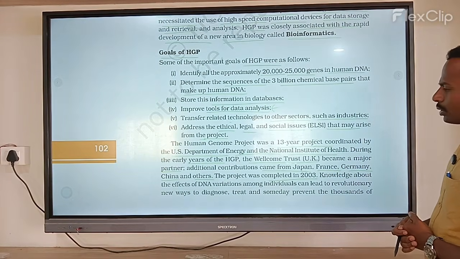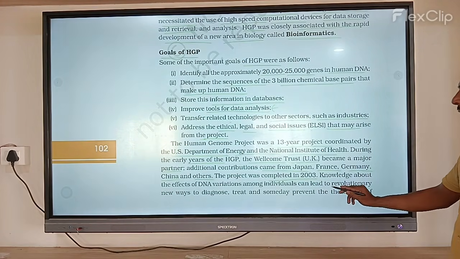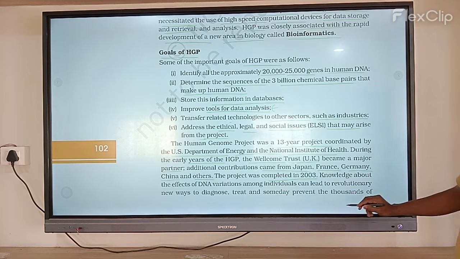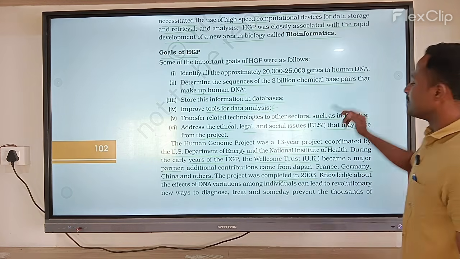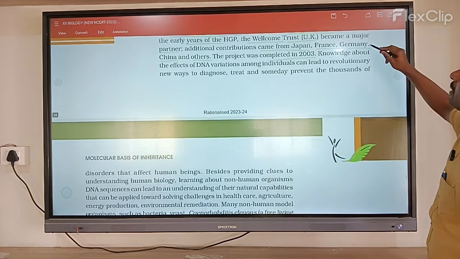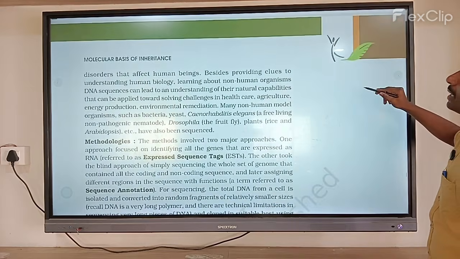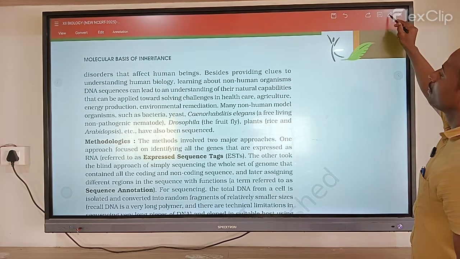The knowledge about the effect of DNA variations among individuals can lead to revolutionary new ways to diagnose and treat, and some day prevent, thousands of disorders that affect human beings.